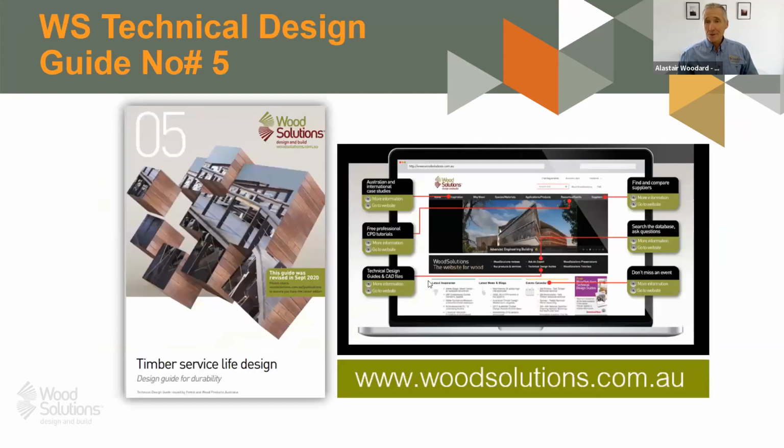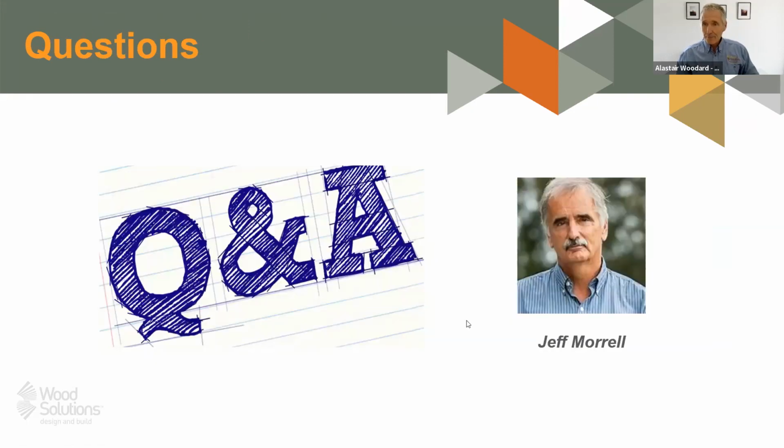We've got a couple of questions here. Oops, sorry about that. We'll start off with a question here, Jeff, about how would the end user know whether they're looking at sapwood or heartwood?